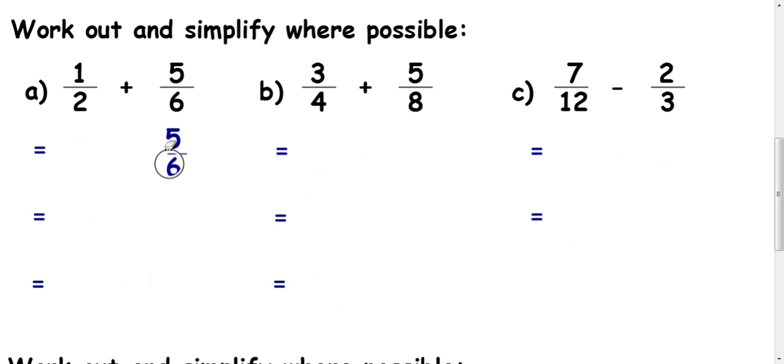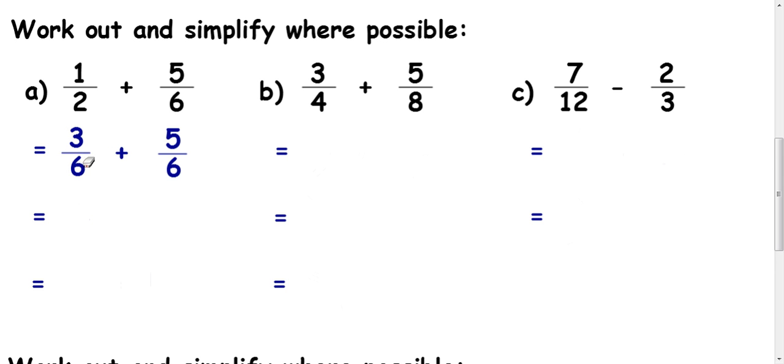So I'm actually going to leave the 5 over 6 alone. I only really need to change the half into 6ths. How do I do that? Well, I times 2 by 3 to get my 6 in the bottom. So I must do exactly the same to the top, let's times it by 3. So a half is really just the same as 3 out of 6.